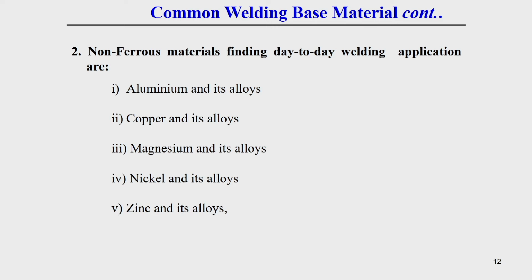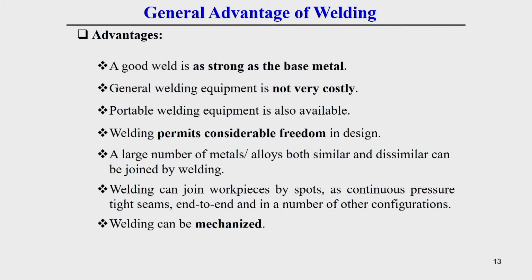Now in the case of non-ferrous materials, the ones found in day-to-day welding applications are aluminum and its alloy, copper and its alloy, magnesium and its alloy, nickel and its alloy, and zinc and its alloy. These are the non-ferrous materials which find day-to-day welding application, that means these materials we can weld. Apart from these, a lot of other materials, like refractory and reactive materials, can also be welded nowadays.